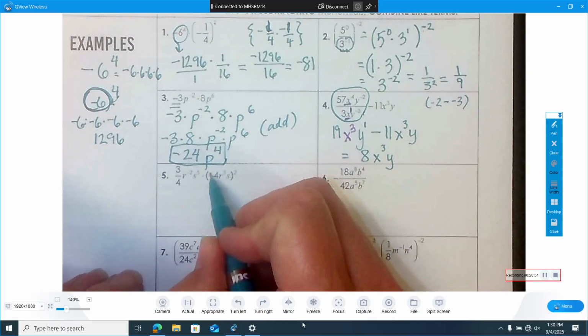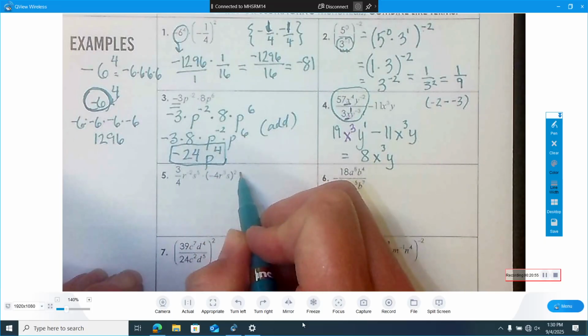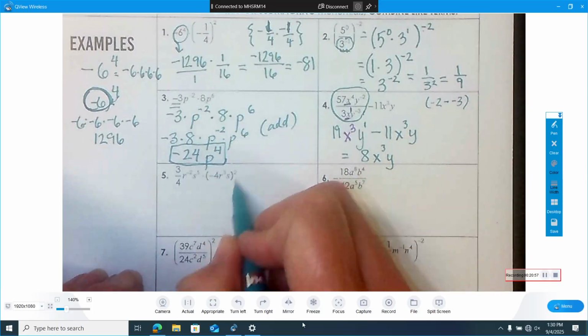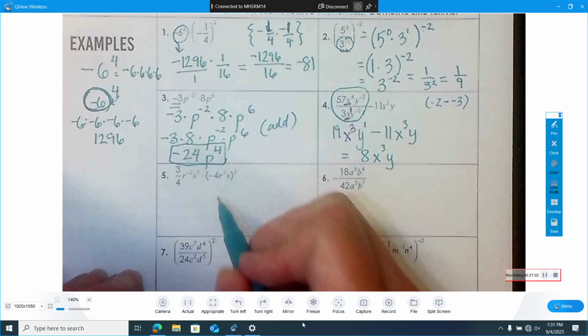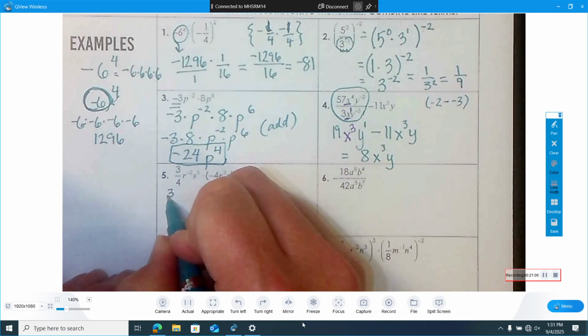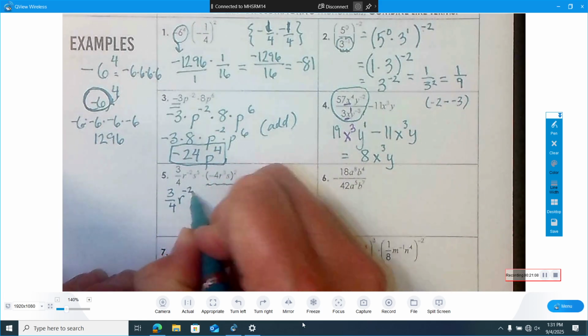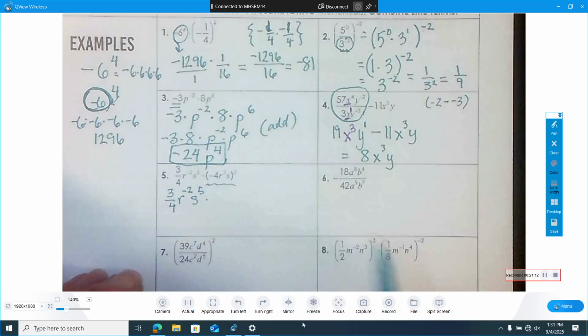So I see this group here raised to a power of 2. I need to clean that up. We want to get rid of our grouping symbols, so it makes sense that I'd want to clean this part up first. So I'm just going to rewrite the 3/4 r to the negative 2 s to the 5th. And this whole group is being squared. What do you get when you square that whole group in parentheses?